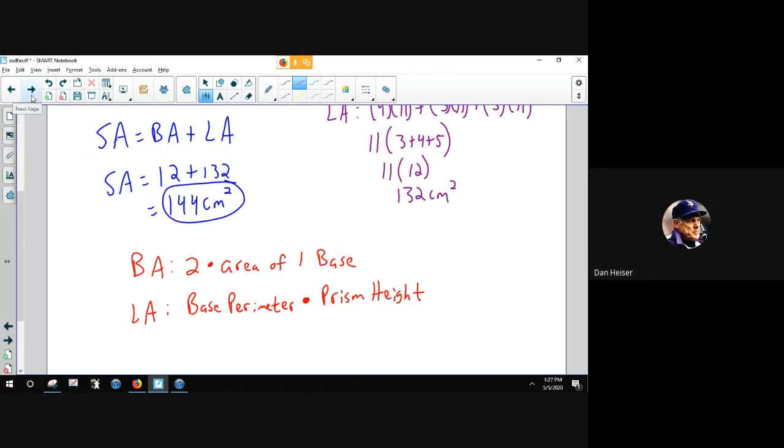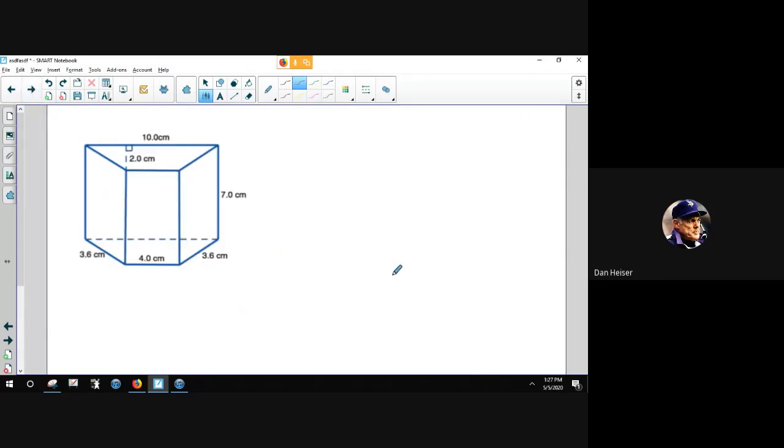Let's do another one. Here's a trapezoidal prism where we have a trapezoid, here's another equal trapezoid, and then we have 4 walls. So we'll start with base area. 2 times the area of one trapezoid. Area of a trapezoid, half times height times the sum of the trapezoid's bases.